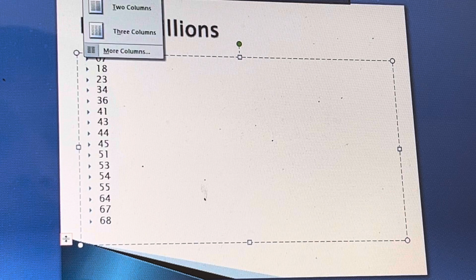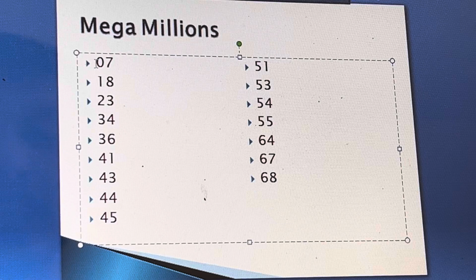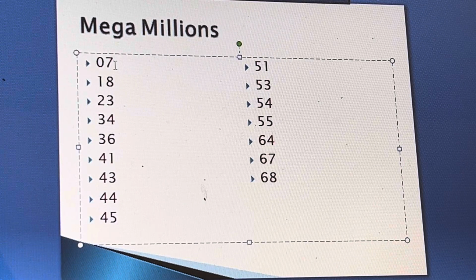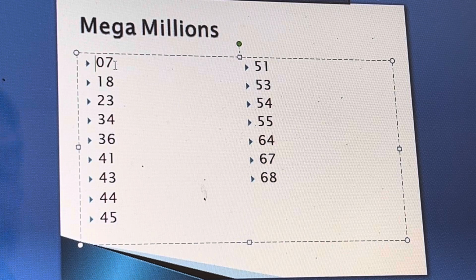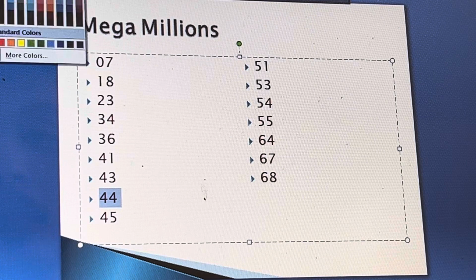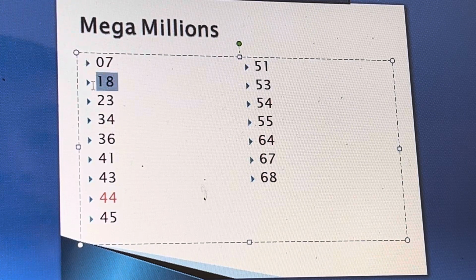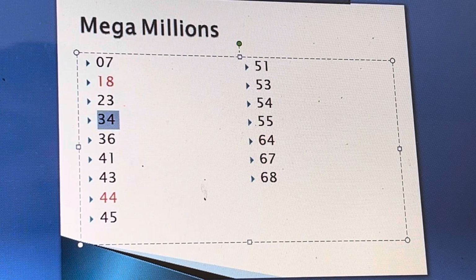I'm going to make it into two columns, so make it bigger. So using these numbers, you can see the numbers are 7, 18, 23, 34, 36, 41, 43, 44, 45, 51, 53, 54, 55, 64, 67, and 68. So which numbers can be used for the code Dster for Mega Man? My top picks are 44, 18, and 34.